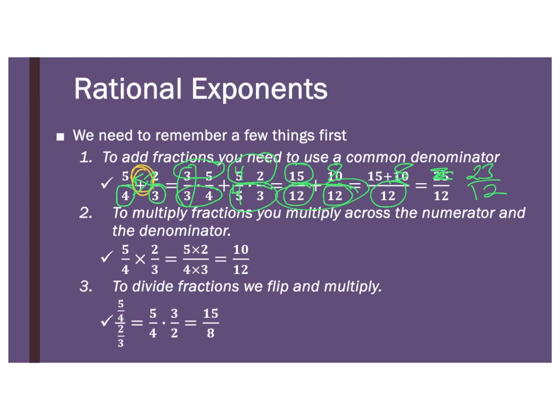To multiply fractions, you multiply across the numerator. So now we're doing a multiplication. Okay, so now we just simply multiply straight across. 5 times 2, 4 times 3. 5 times 2 is 10. 4 times 3 is 12. They both have 2's in them, so it would simplify to 5 over 6.